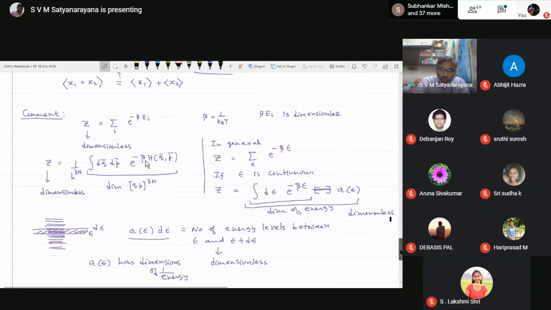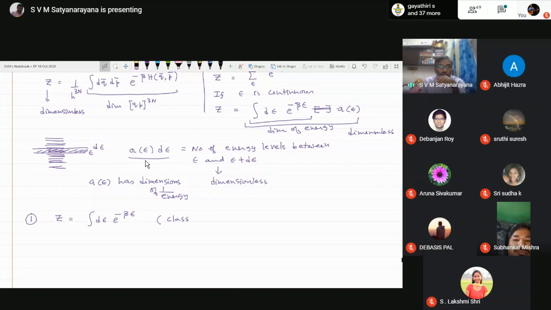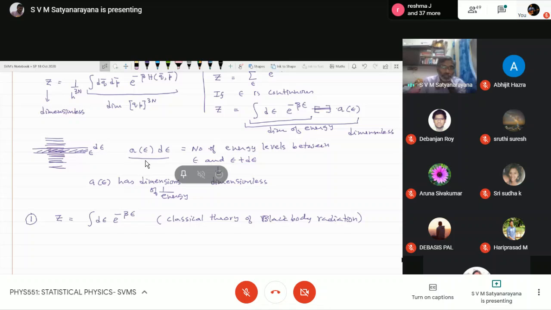The two occasions which were pointed out by Ashutosh were, first, the question of black body radiation, where we had written down Z is equal to integral d epsilon into e to the minus beta epsilon. This is a classical theory of radiation and black body radiation. And we have of course obtained the correct result, but then this problem that he pointed out existed here.